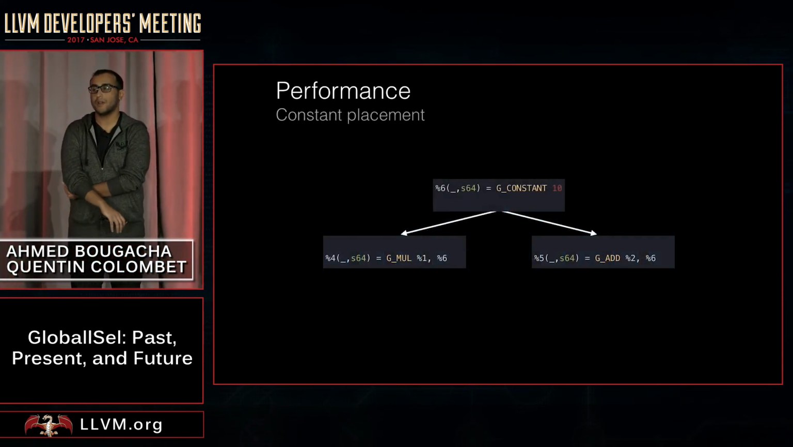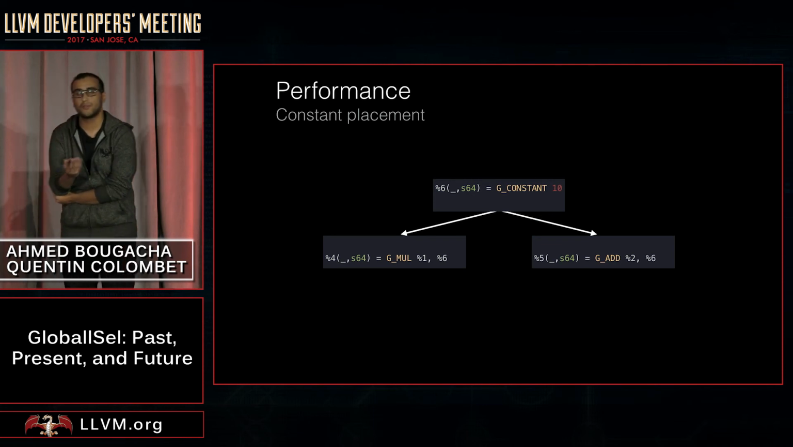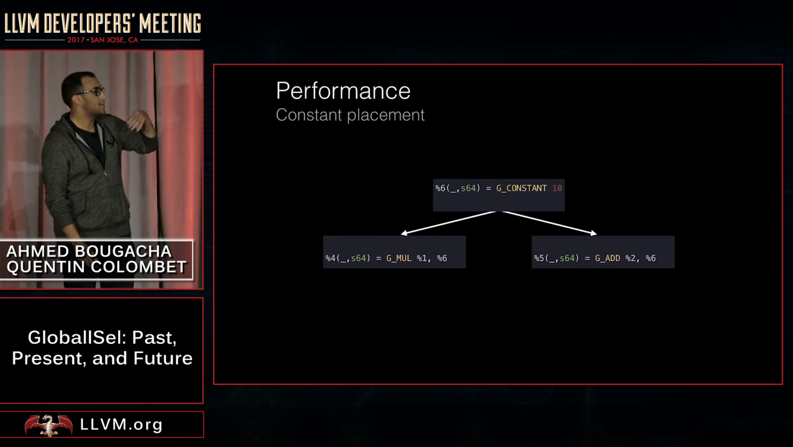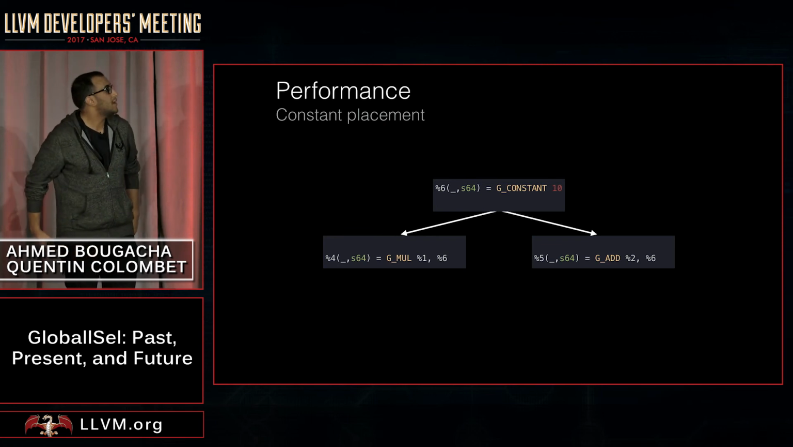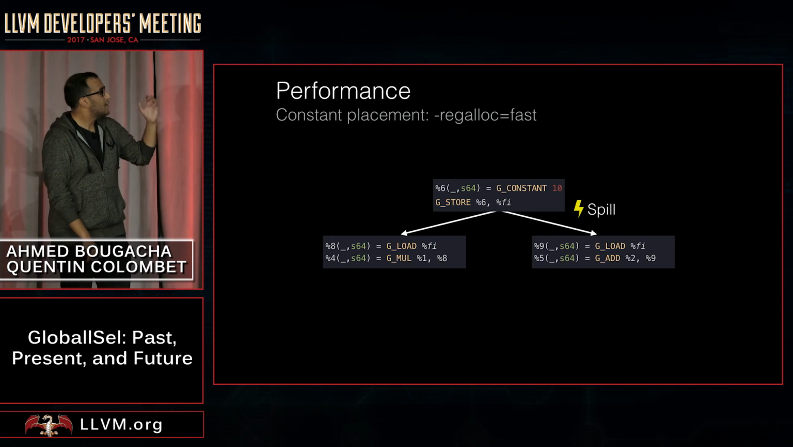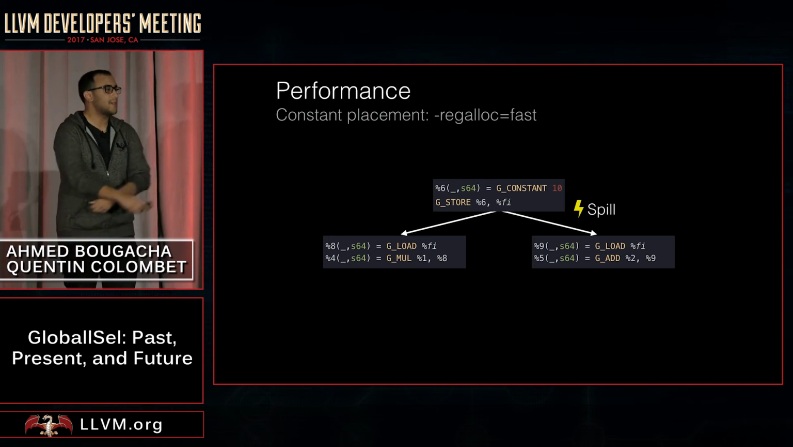For instance, for the constants, one big problem that comes from not trying to fold the constants is that we end up with this kind of pattern. Here we have two blocks that use the same constant, and we always emit the G constant, the instruction that materializes the constant in the VREG. We always emit that in the entry block. And with the fast register allocator, you end up with spills, and you end up trying to reload the constant every time you use it, which is obviously terrible.